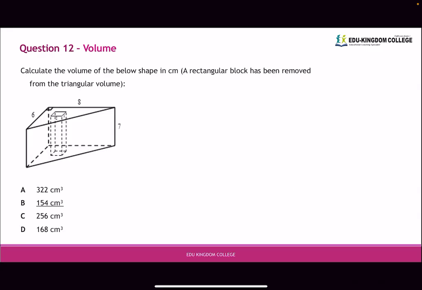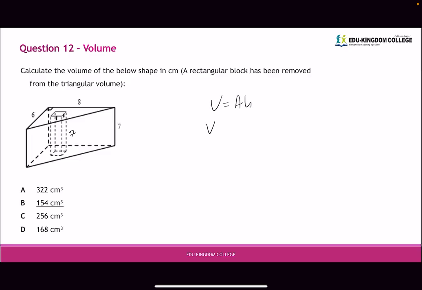Now, final question. Oh, sorry, not final question. Oh, it is a final question. Never mind. Sorry about the confusion. Calculate the volume of the below shape in centimeters. What we need to do is calculate the triangular prism minus the rectangular prism. We can see very unclearly here that the sides of the rectangular prism are 1 and 1, and the height is 7 also. So first, calculate V equals AH.